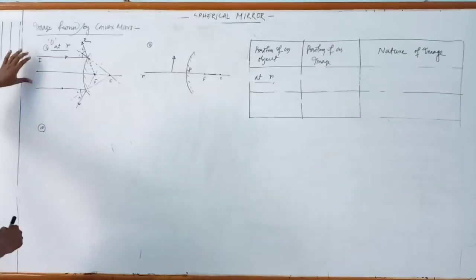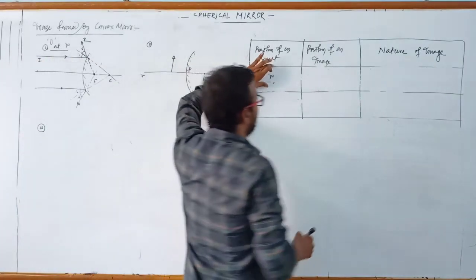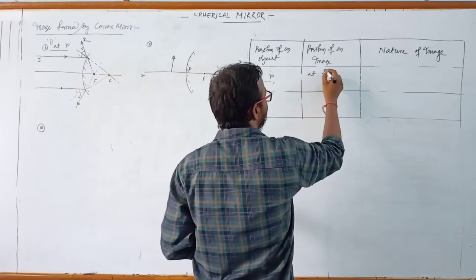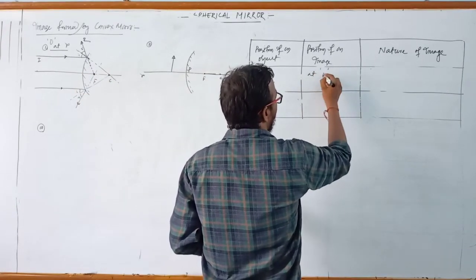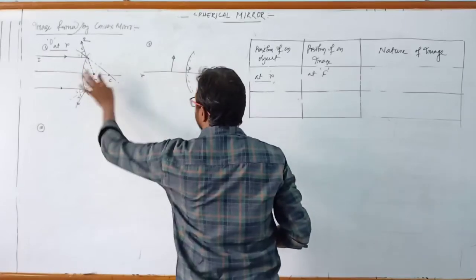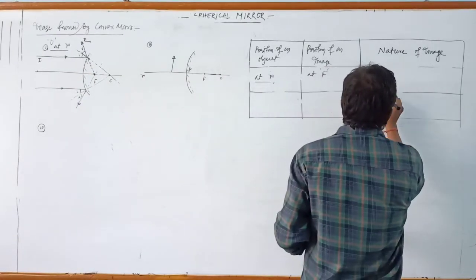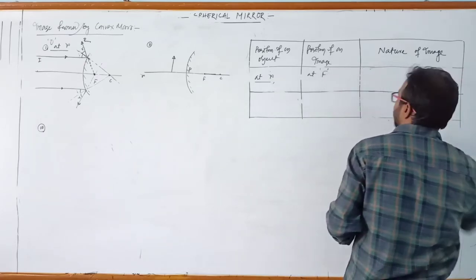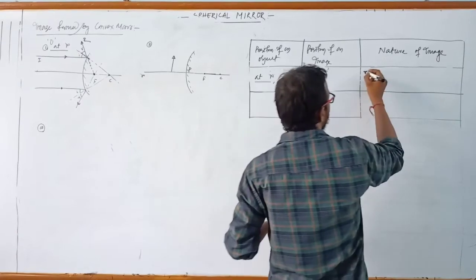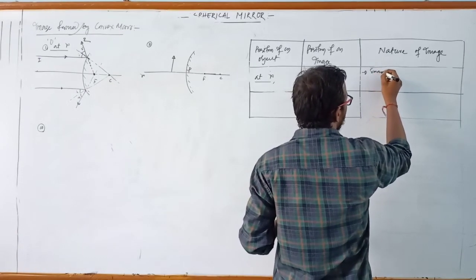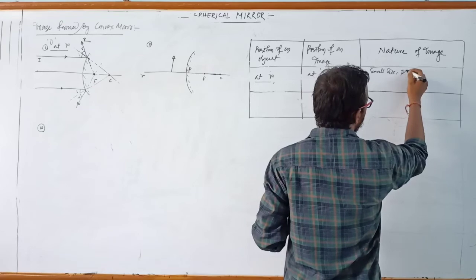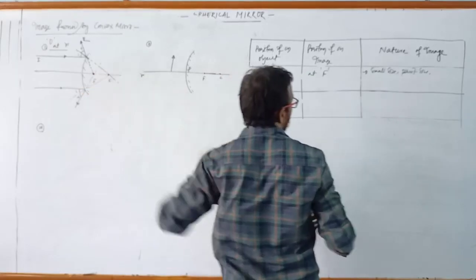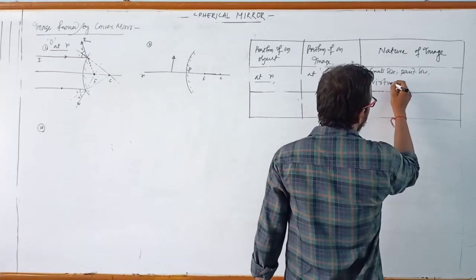Clear? That means when the object is at infinite distance, the position of the image is at the focus F, and here the rays do not actually meet, they really do not meet. So here we get a virtual image. This is of small size, or point size, and this is not a real image, this is a virtual image.